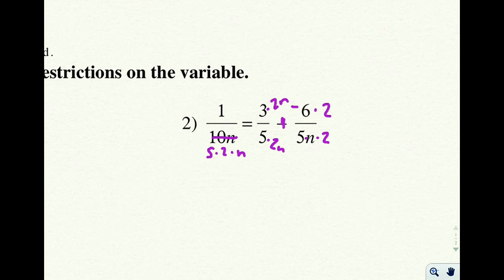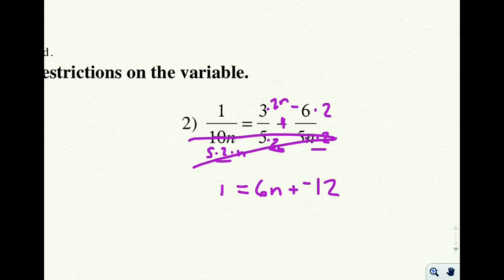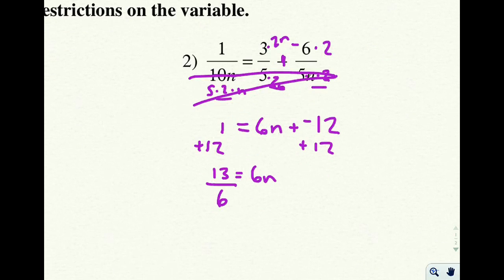So when I clean that up on top, I have 1 equals 2 times 3 is 6n plus, and then I have a negative 6 times 2, negative 12. And on my denominators, I have a 10n, a 10n, and a 10n. So since they're all the same, I can multiply both sides by 10n and make those go away. So I'm going to add 12 to both sides here, and I'm going to get 13 is equal to 6n, meaning that n is equal to 13 over 6.